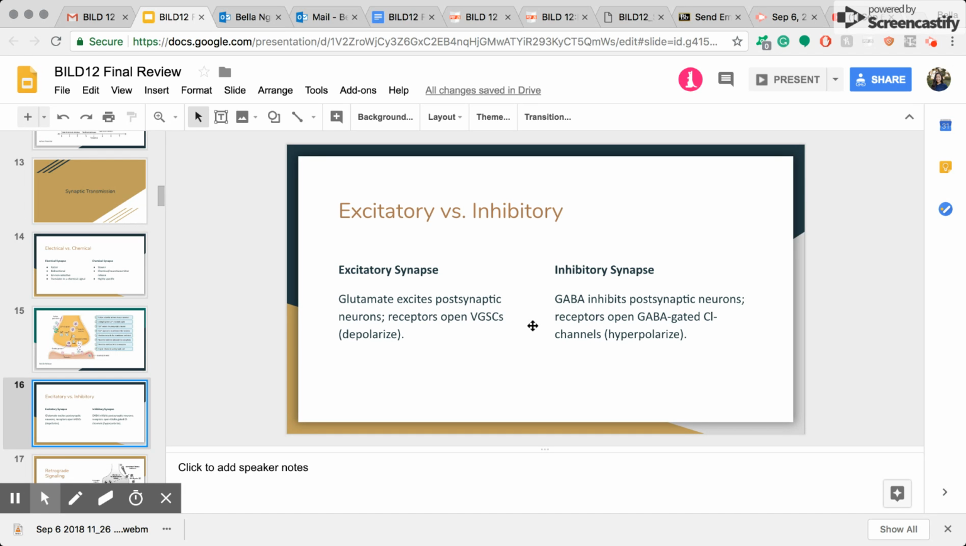So again, the excitatory synapse is glutamate based. You only really need to know two neurotransmitters for a good chunk of this class, and that's glutamate and GABA. What glutamate does is it opens the voltage-gated sodium channels, and that allows for the influx of sodium. And for GABA, what it does is it opens the GABA-gated chloride channels, and it hyperpolarizes.